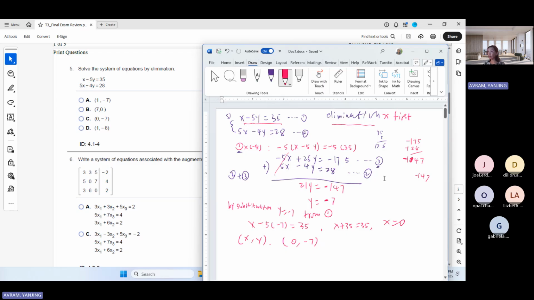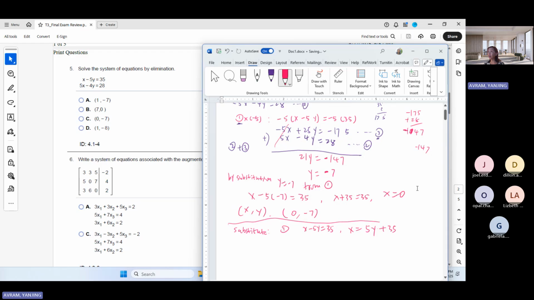And another method is called the substitution method. All right, I'm not using the same one. So what is a substitution? Substitute, okay? Using the first one, I solve for x. So I have x minus 5y equal to 35, right? I can add a 5y on both sides. So my x will be 5y plus 35.